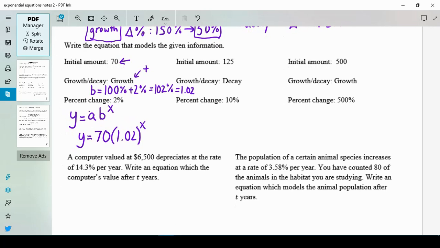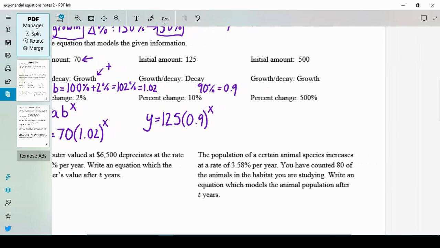So this first one, our initial value is 125, so we're going to say A is 125. This time we have a decay, so we're going to subtract 10% from 100%, which gives us 90%. So if we know we have 90% as a b value, that would be 0.9. So we know we should have 0.9 raised to the x power.